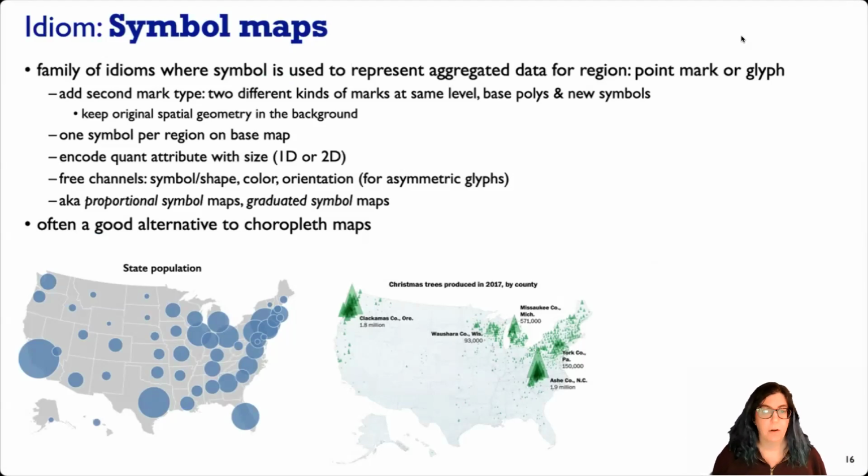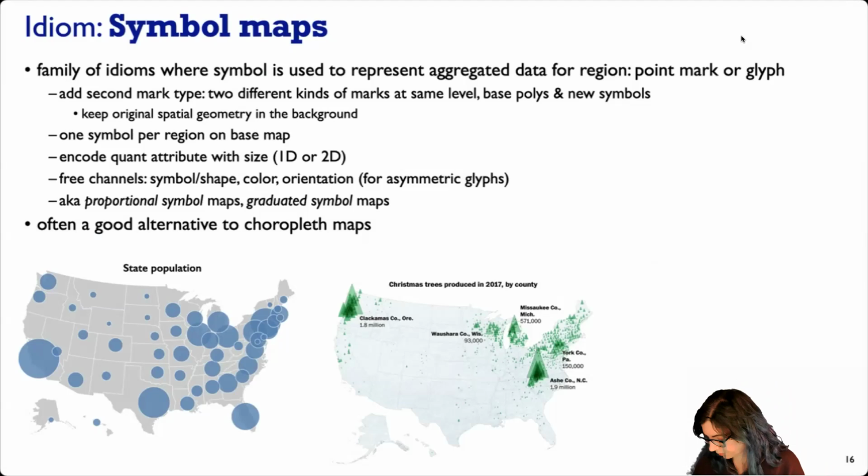So with the simple map, you do keep that original spatial geometry in the background as polys, but then you add one symbol for each of those regions, and you are size coding it. So it could be 1D size or 2D size. It's normally a quantitative attribute. So what's free here is you could shape code that symbol. You could color code it. If it's an asymmetric shape or a glyph, you could have orientation coding. These have a lot of different names. Sometimes they're called proportional symbol maps or graduated symbol maps. These are often a good alternative to choropleth maps.